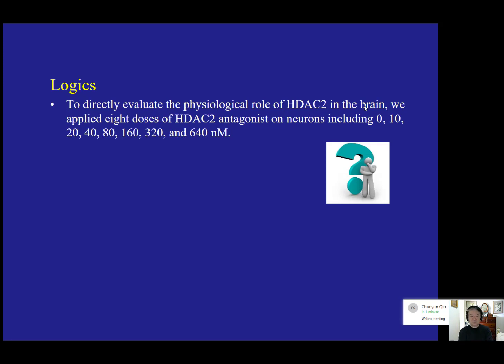Example here, for example, to directly evaluate a physiological role of HDAC2 in brain, we applied 8 doses of HDAC2 antagonist on neurons, including this and this. As you can see, the first half doesn't really justify the later sentence, because we're talking about evaluating a physiological role. The role, then you say you tested 1, 2, 3, 4, 5, 6, 8 doses.